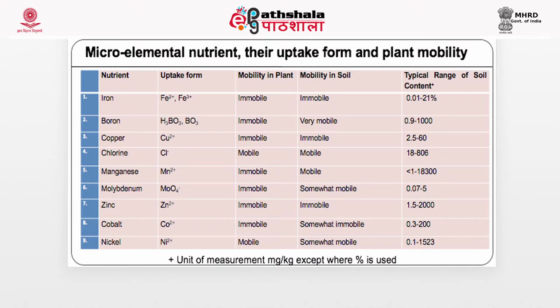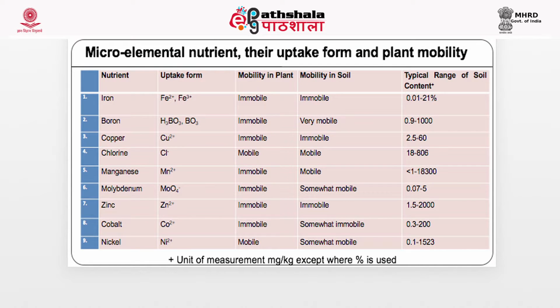The micronutrients, their uptake form and plant mobility are shown in this table, where the typical range of soil content is also given. This is mentioned in milligram per kg except where percentage is used. For example, we have iron, which is taken in the form of ferrous and ferric. They are immobile in plant and soil and their range is 0.01 to 2.1%.